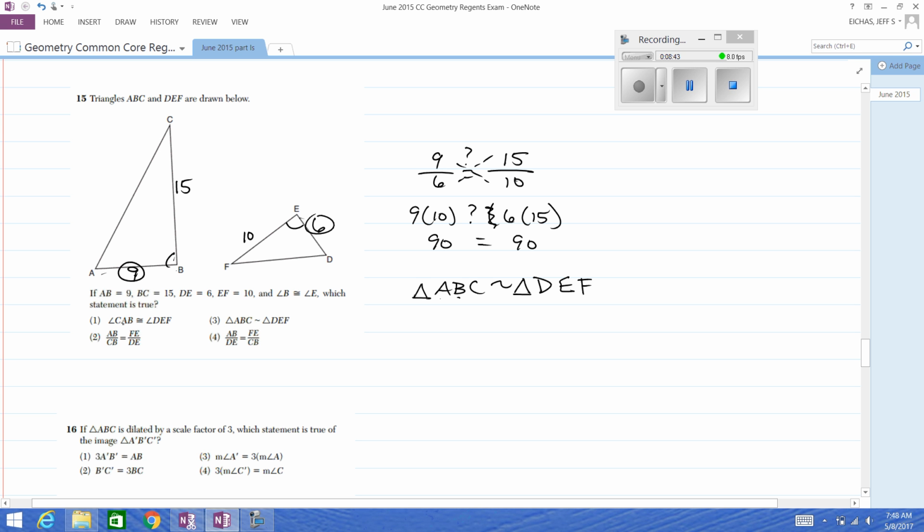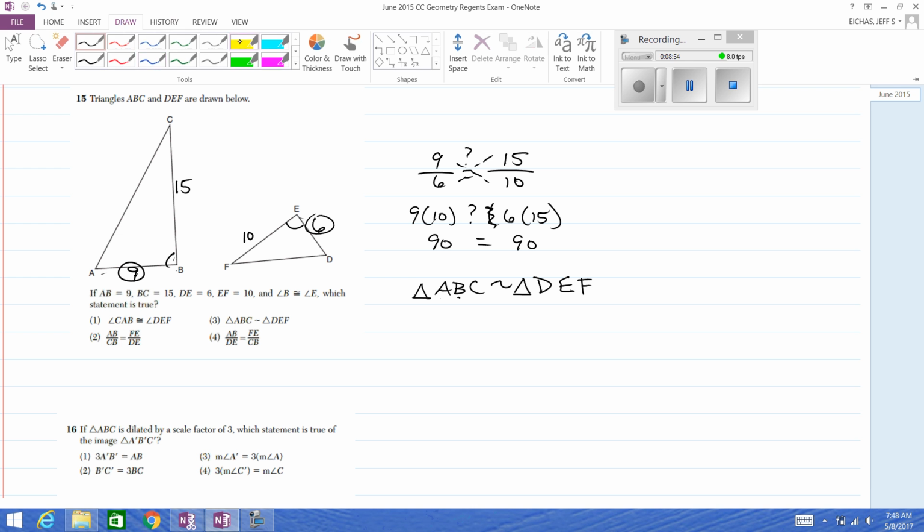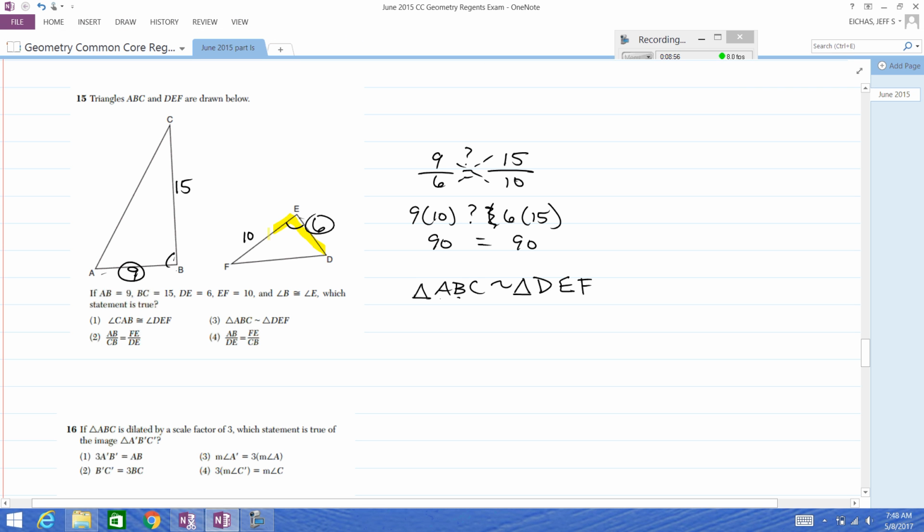And let's see. Is CAB congruent to DEF? No. Because this is tricky for some students. DEF again is this angle. Okay. And let's see. CAB is this angle. So right away, we can't be certain that those are the same. I'm going to probably lean, oh, that's false. I'm saying which one's true. That one's false.